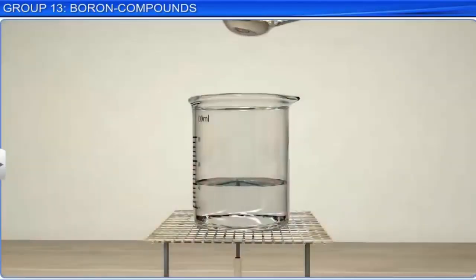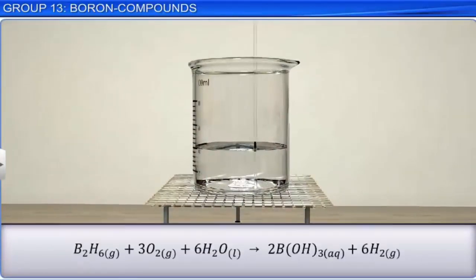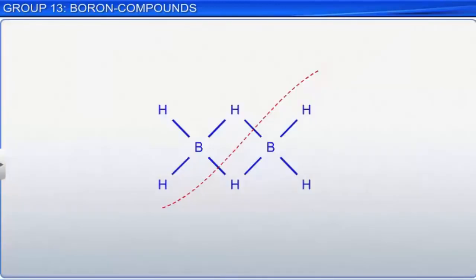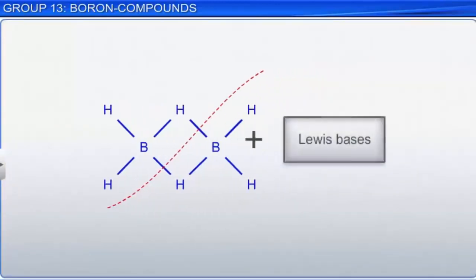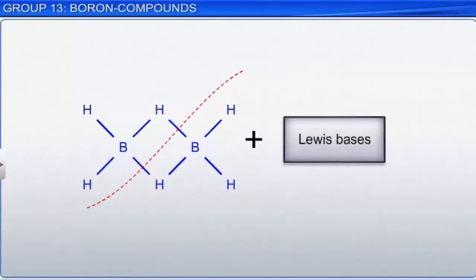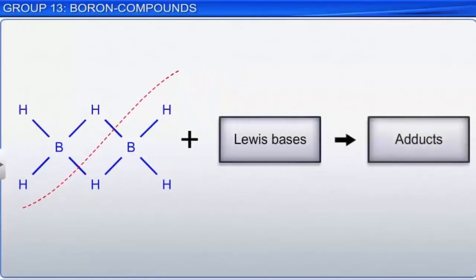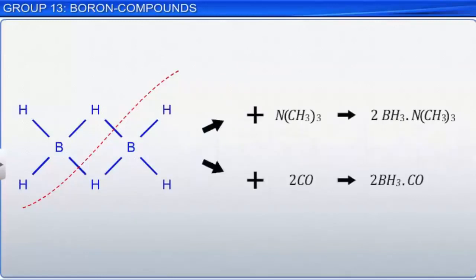When placed in water, diborane undergoes hydrolysis to form orthoboric acid, as shown in the reaction here. Hydrogen gas is also released in this reaction. Diborane undergoes cleavage reactions with Lewis bases. In these reactions, the diborane molecule breaks apart to form borane adducts with the Lewis base. Two examples of these cleavage reactions are shown, one with trimethylamine and the other with carbon monoxide.